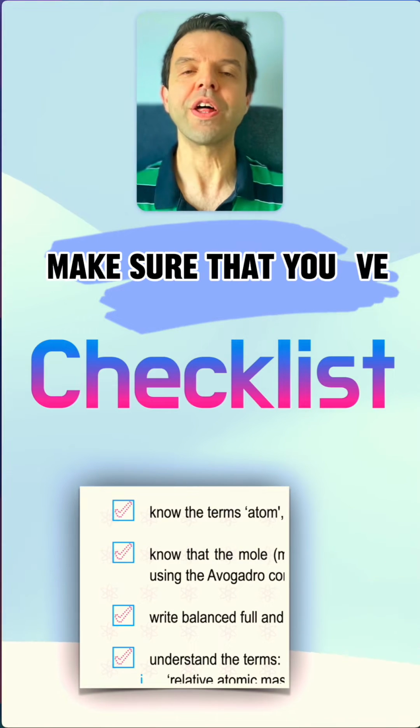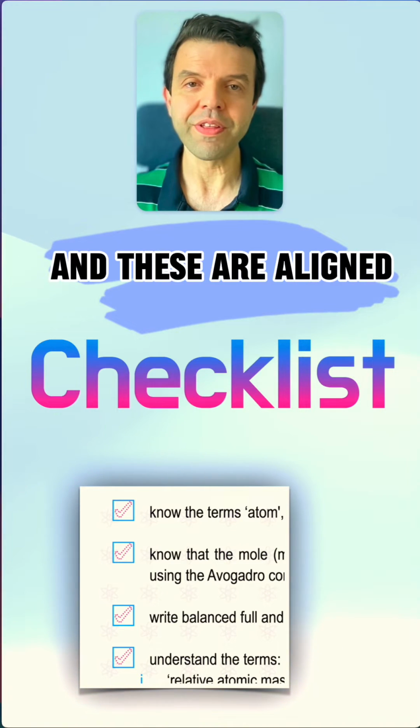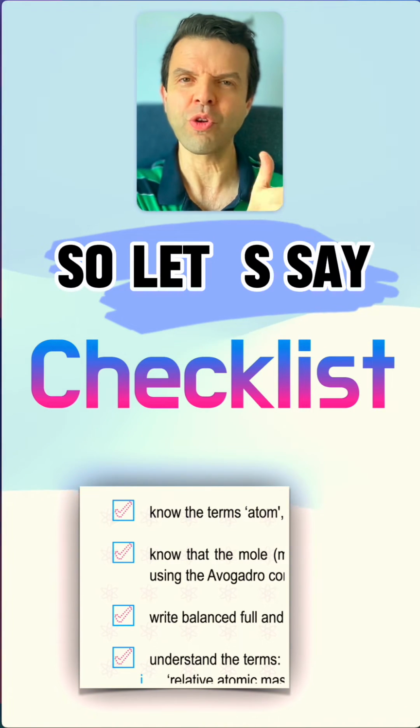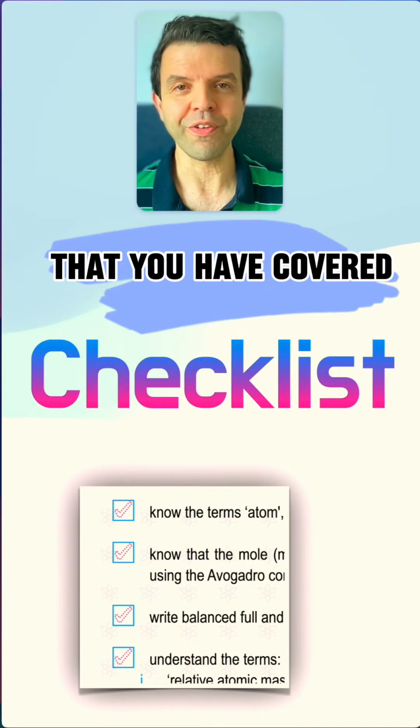While studying, make sure that you've covered the entire syllabus. So I've put a checklist of the syllabus points, and these are aligned with the pages of the book. So let's say you've studied page 5. You know exactly what part of the syllabus you have actually covered.